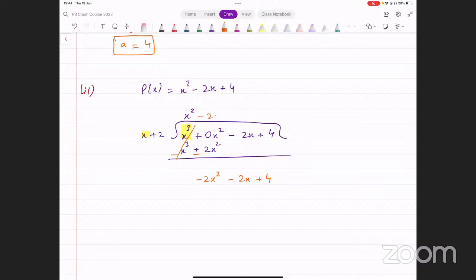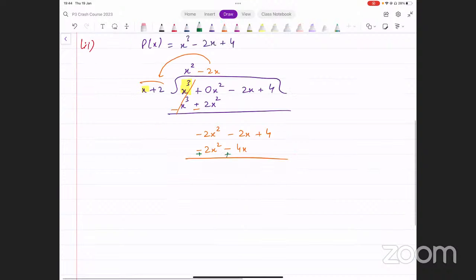You multiply it by minus 2x into this whole thing now. That gives you minus 2x squared minus 4x. Change the signs again. This gets cancelled. Minus 2x plus 4x, that is 2x plus 4. Now, x multiplied by 2 gives you 2x. So you multiply by 2 here.